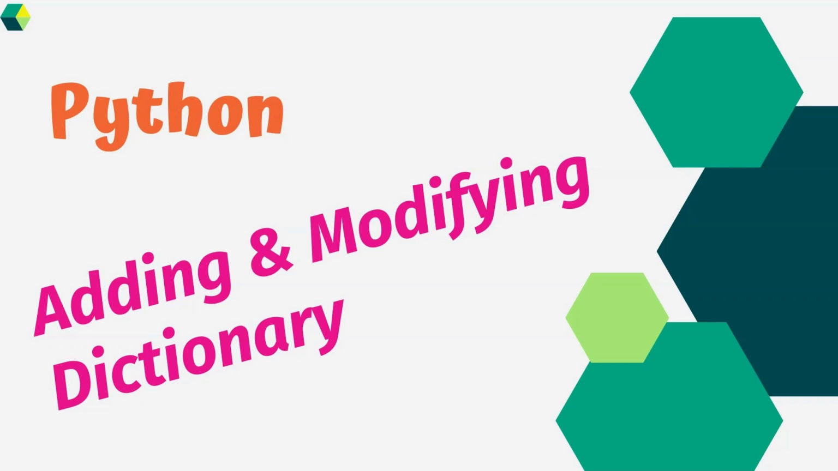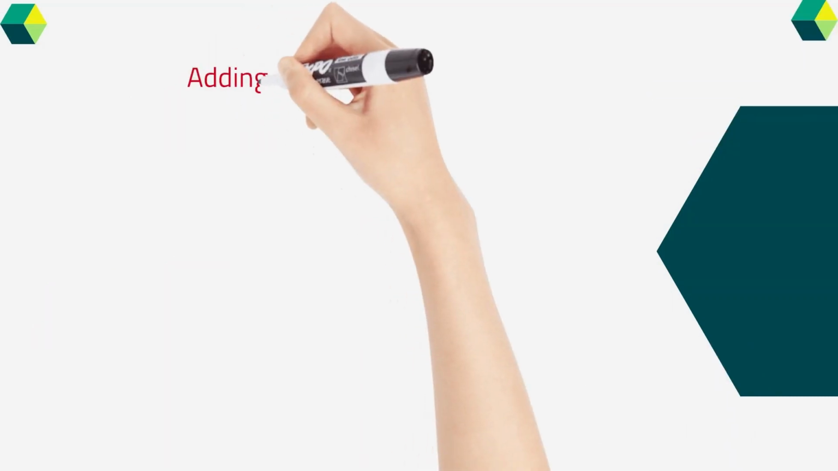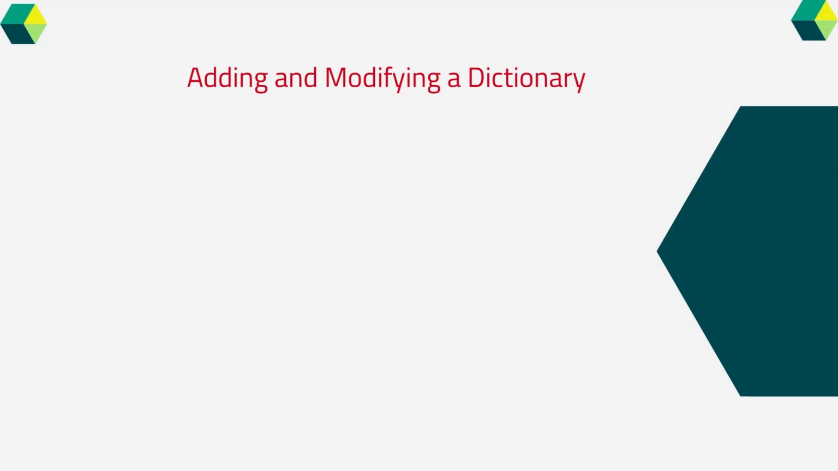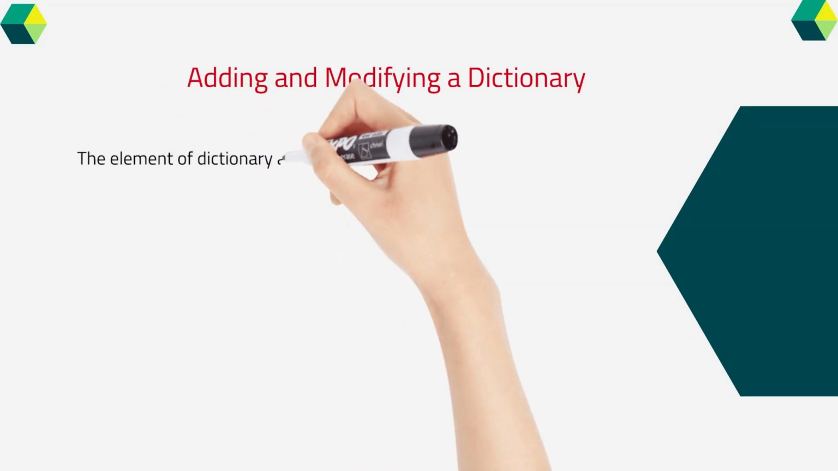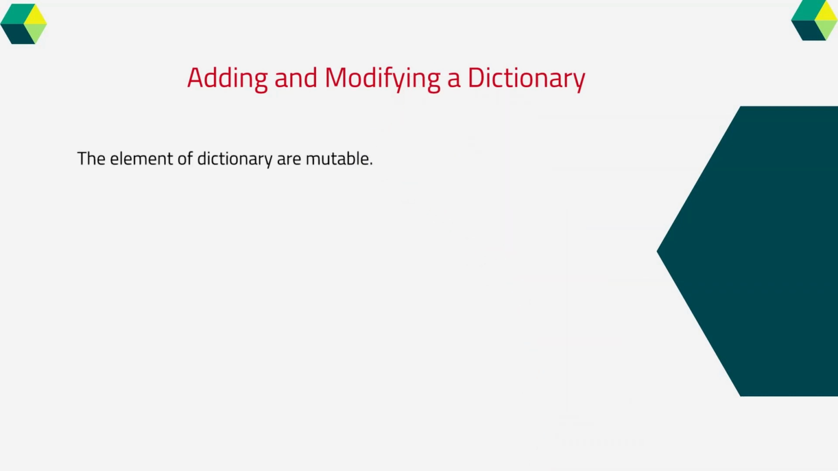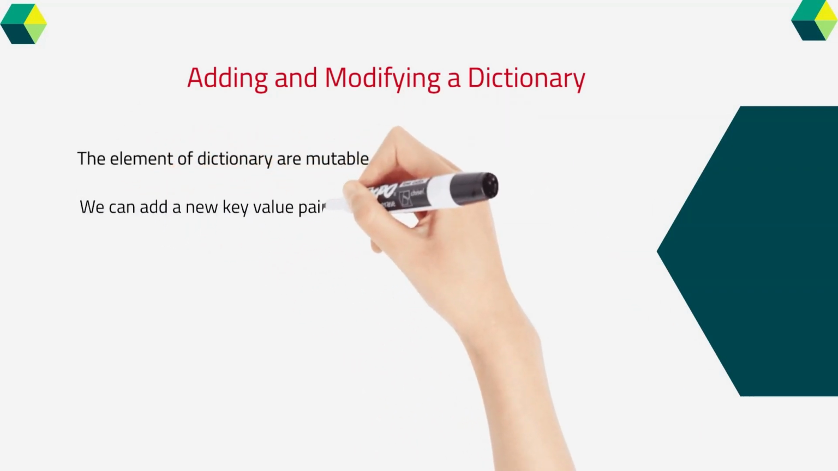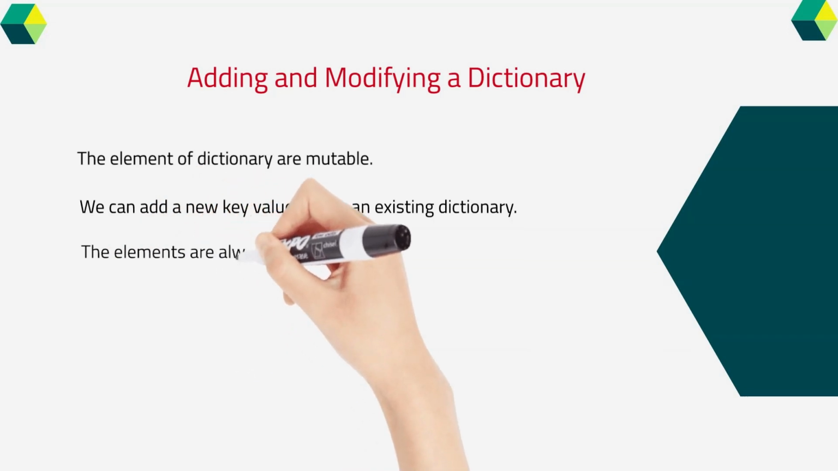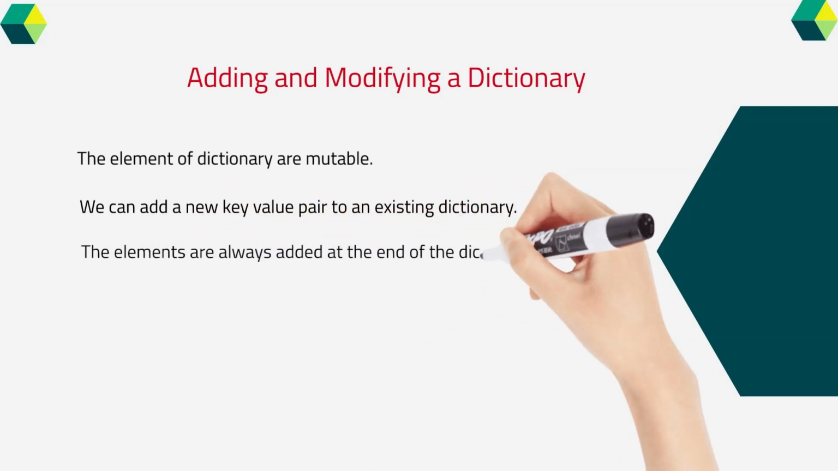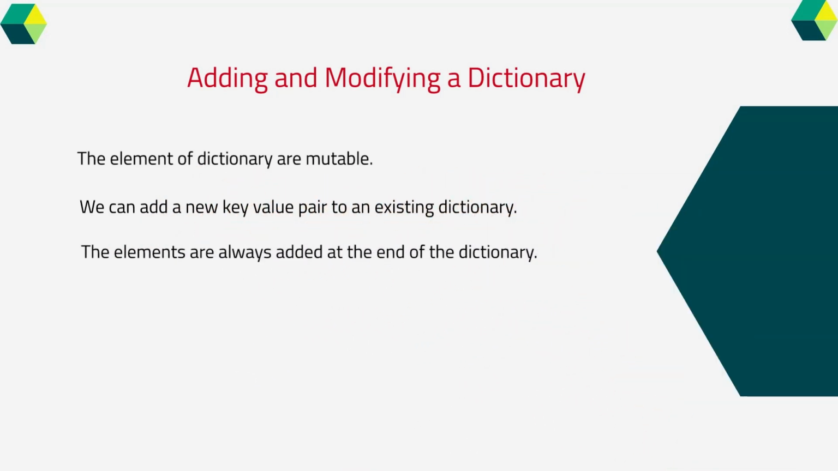In this video we will discuss adding and modifying the elements of a dictionary. As the elements of a dictionary are mutable, modification can be done on the dictionary elements. A new key-value pair can be added to an existing dictionary. New elements that are added are always added at the end of the dictionary.